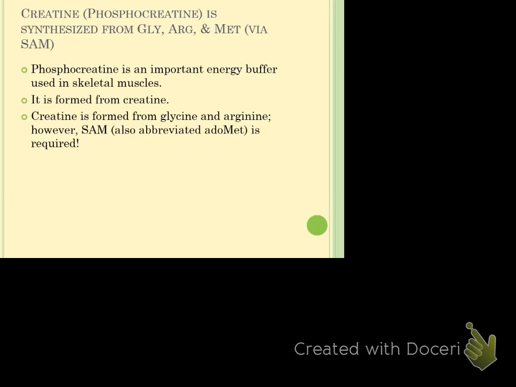Okay, and phosphocreatine comes from creatine, and creatine is formed from glycine once again, good old glycine, and arginine. However, it does require SAM, so what did SAM stand for? It's also called adomet, but S?